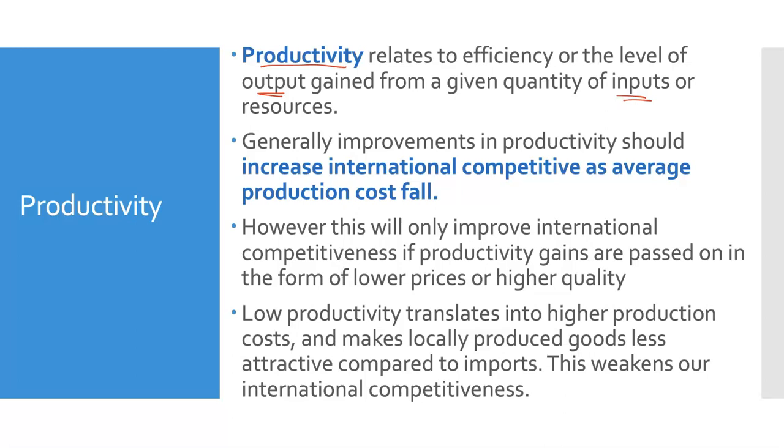An improvement in productivity should increase international competitiveness. Why? Because the average production costs have fallen. Because if we've made more with the same, the cost per individual output has actually gone down. Now, importantly, this international competitiveness will only improve due to productivity gains if we pass on this productivity benefit in the form of lower prices, because we've had lower production costs and we've decided to take advantage of that and lower our prices, or we've improved our quality, because remembering this is how we improve our competitiveness.